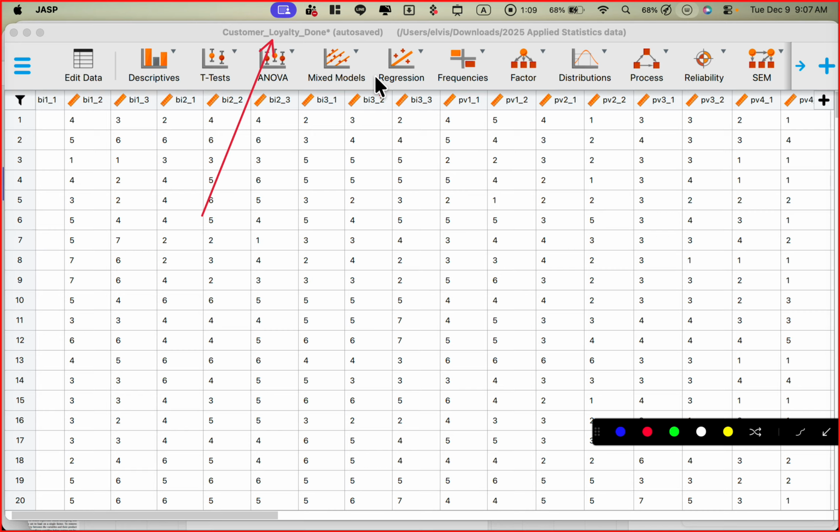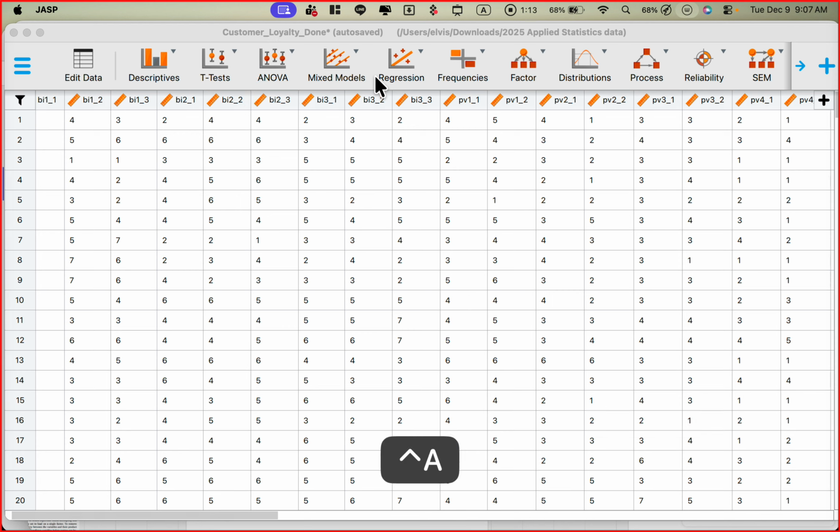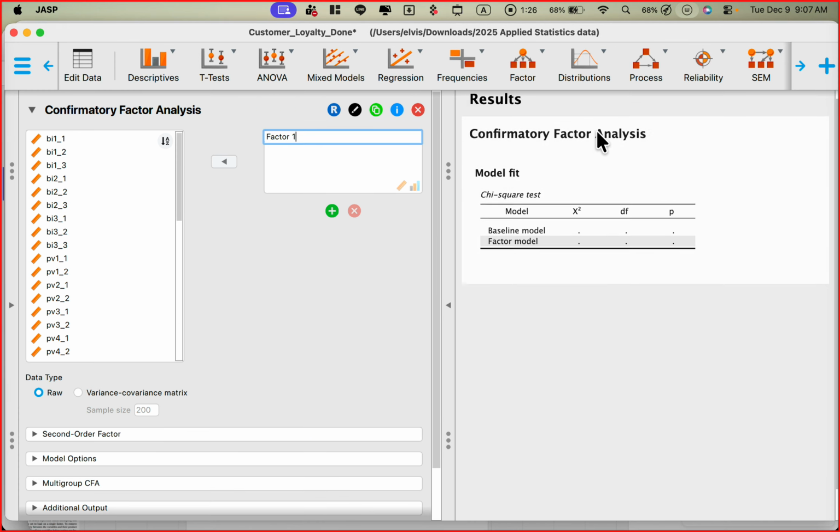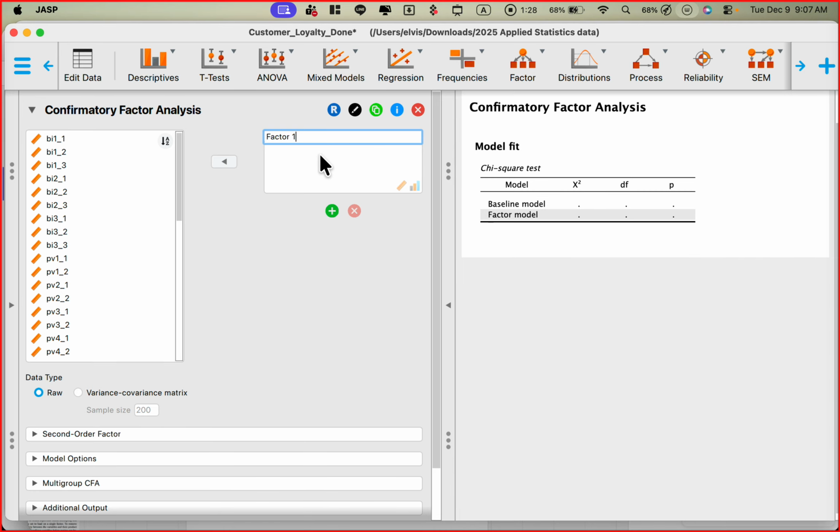Okay, so let's redo the analysis of CFA. The first step is click the factor on the menu bar and select confirmatory factor analysis. And of course, you can rename the factor. The default will be the factor 1.